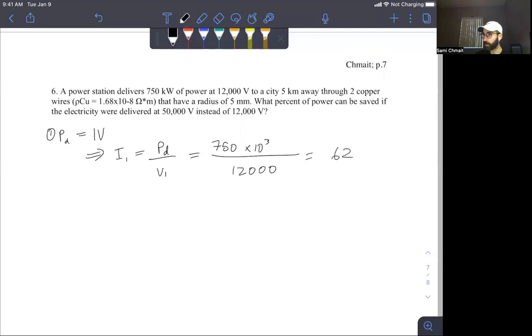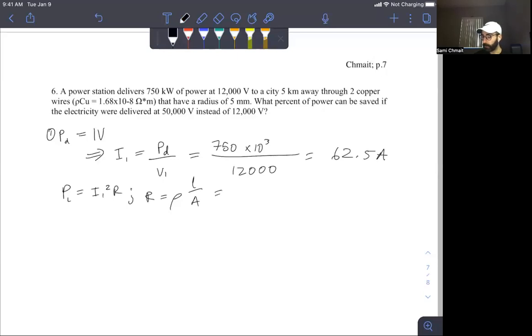You get 62.5. Okay. The next thing you want to look for is the power loss. So to do power loss, we need P, call it PL, is equal to I12 squared times R. And we don't know what that resistance is, but we do know how to find resistance, where R is equal to resistivity times the length divided by the area.